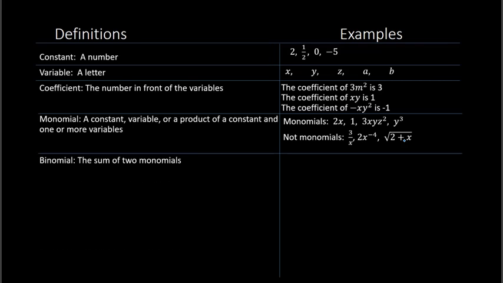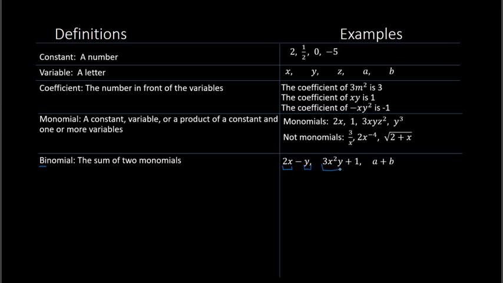Next we have what is called a binomial. A binomial would be the sum of 2 monomials. So the prefix bi means 2. So here we have 2x minus y. So 2x would be one monomial, and then y would be another monomial. And it's separated by either a plus or minus sign. Alright, so this would be a binomial.